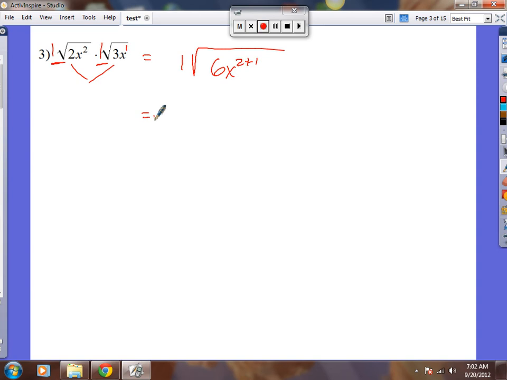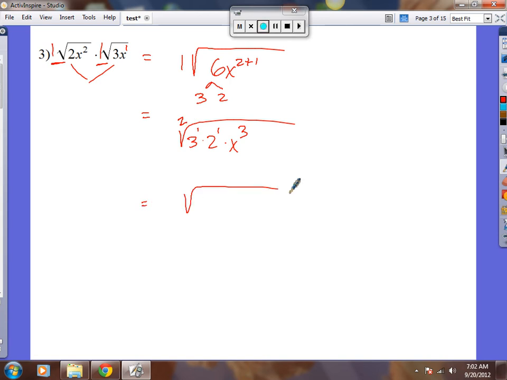So you are going to have, if I break down 6, that's going to be 3 and 2. You are going to have 3 to the 1 times 2 to the 1 times x to the 3. You add the exponents. There's no index, so it's understood to be a square root. I could pull them out in groups of 2. I do not have enough 3's. I do not have enough 2's. I do have enough x's.